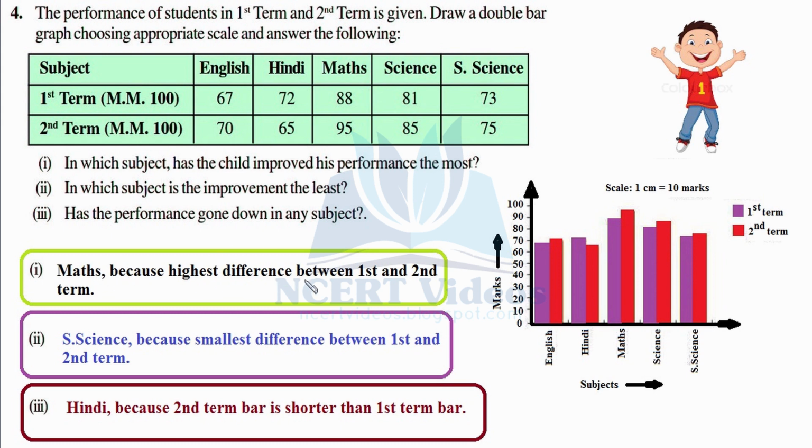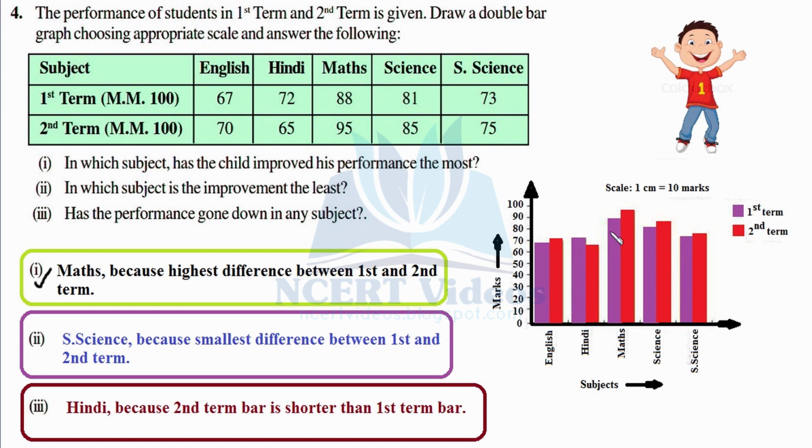Therefore, you can say that maths has the highest difference between the first and the second term. Second, in which subject is the improvement the least? Well, least means wherever the slope will be small. We cannot consider this, as it is negative. Here it is decreasing, but the question is asking for improvement only, the least. So this is the maximum.